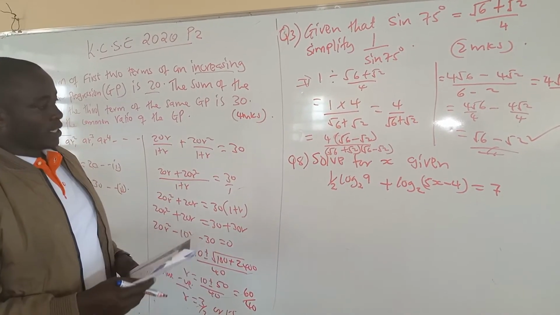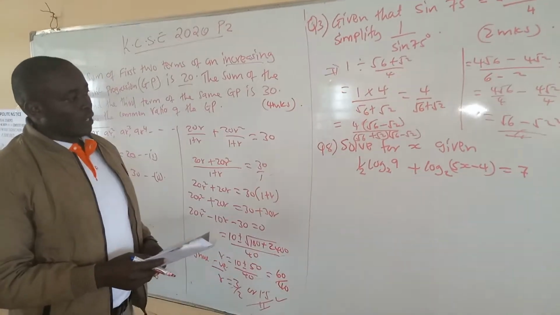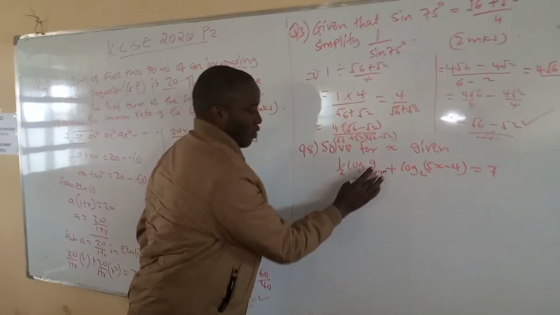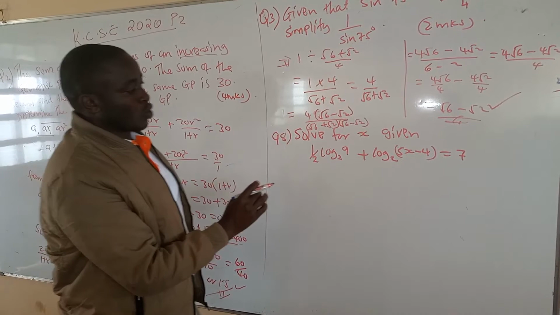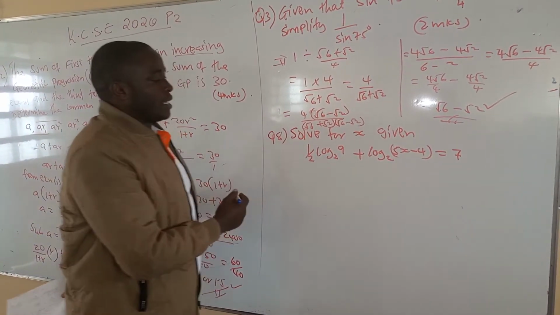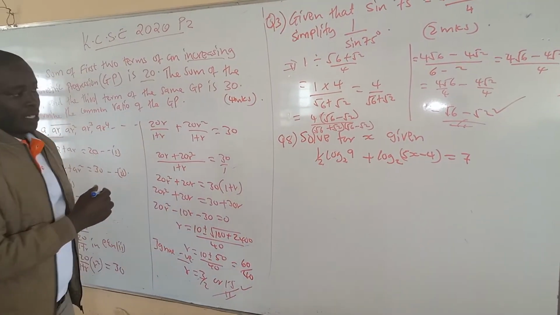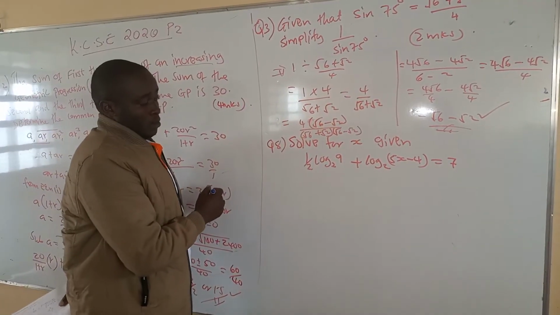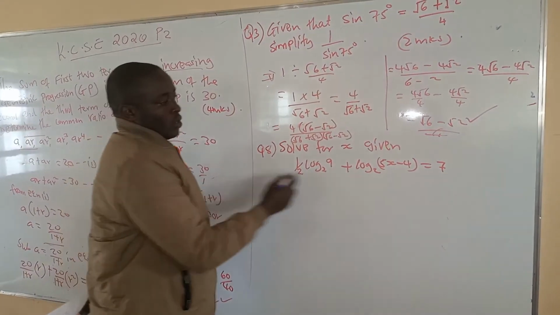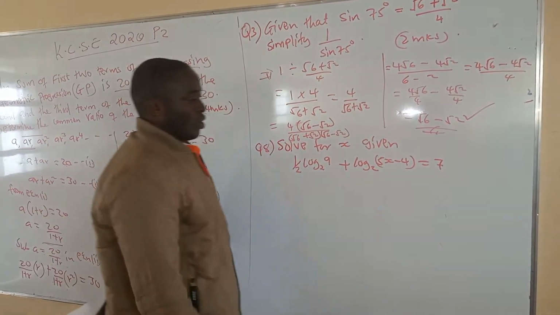Question number 8 of the same, the question read that we solve for x given log to base 2 of 9 plus log to base 2 of 5x minus 4 equals 7. There's an idea in this question that I wanted you to understand, that we have to rewrite this equation on both sides with log of base 2. So the 7, we must rewrite it into log of base 2.